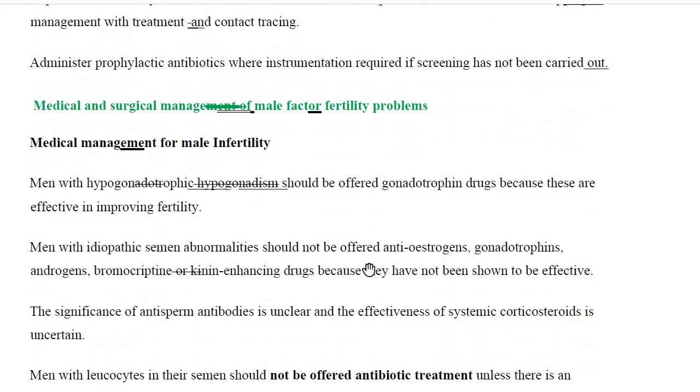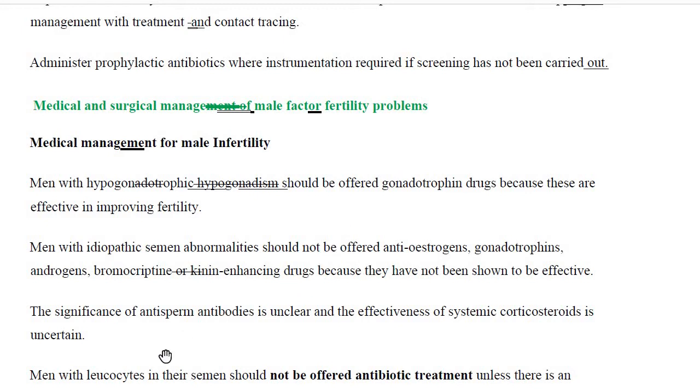Medical and surgical treatment of male factor fertility problems. First, medical management for male factor infertility. Men with hypogonadotrophic hypogonadism should be offered gonadotropin drugs because these are effective in improving fertility. Men with idiopathic semen abnormalities should not be offered anti-estrogens, gonadotropins, androgens, bromocriptine or kinin enhancing drugs because they have not been shown to be effective.